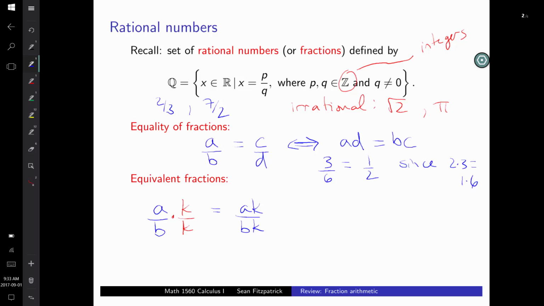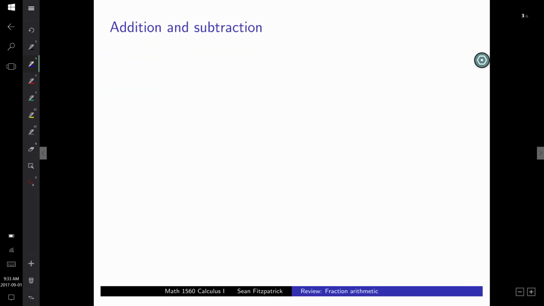I don't care if you reduce your fractions. If you want to leave a fraction as 3 over 6 rather than 1 over 2, by all means do so. I might think you're a little bit strange leaving it that way, but you're not going to be penalized for something like that.